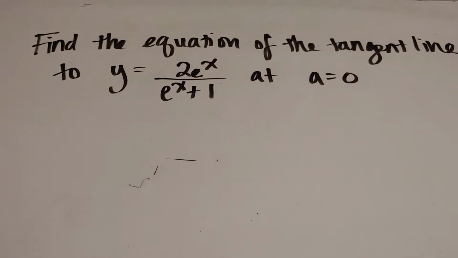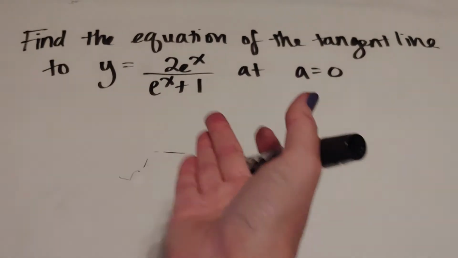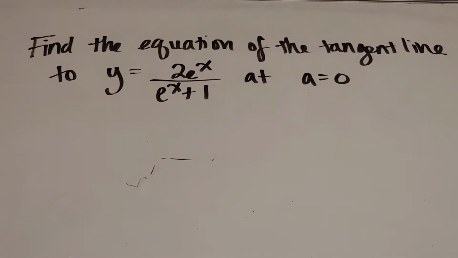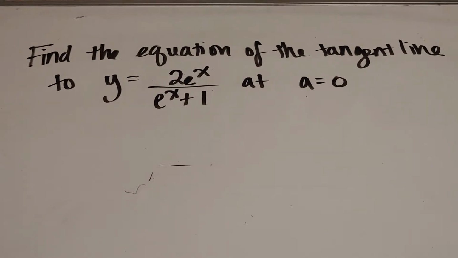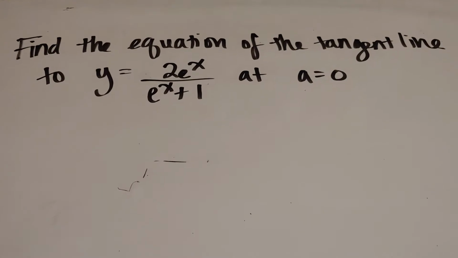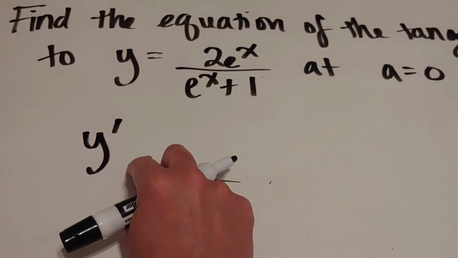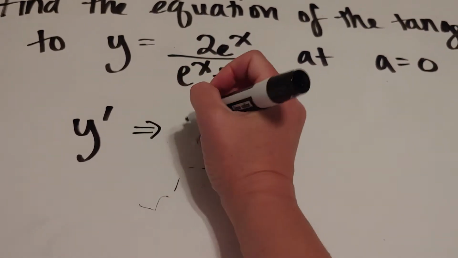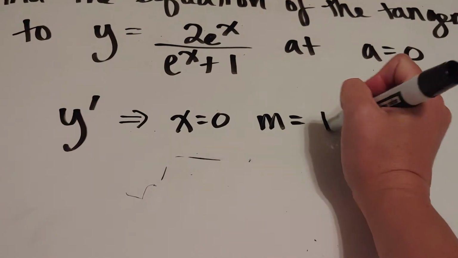For our last example in this section, I'm going to find the equation of the tangent line, and I've got this nice fraction equation that's got e's in it, and it says I want to find the equation of the tangent line at a is 0. Okay, so a couple things come to mind. One is that I'm going to need the derivative, and not only am I going to need the derivative, but I'm going to need to plug in x is 0 to get the actual slope.